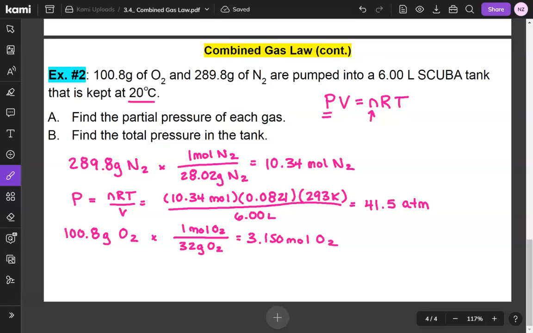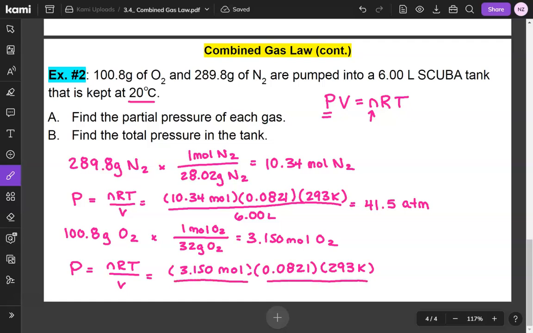Again, we're going to use PV equals nRT, same setup. Pressure is going to be equal to the number of moles times our constant times the temperature in Kelvin over the volume. So we've got 3.150 moles. We're going to use the same constant, 0.0821. Temperature is the same, 293 Kelvin. And then we're going to put that over the volume of the container, which is still 6 liters. And we end up with a value of 12.6 atmospheres.